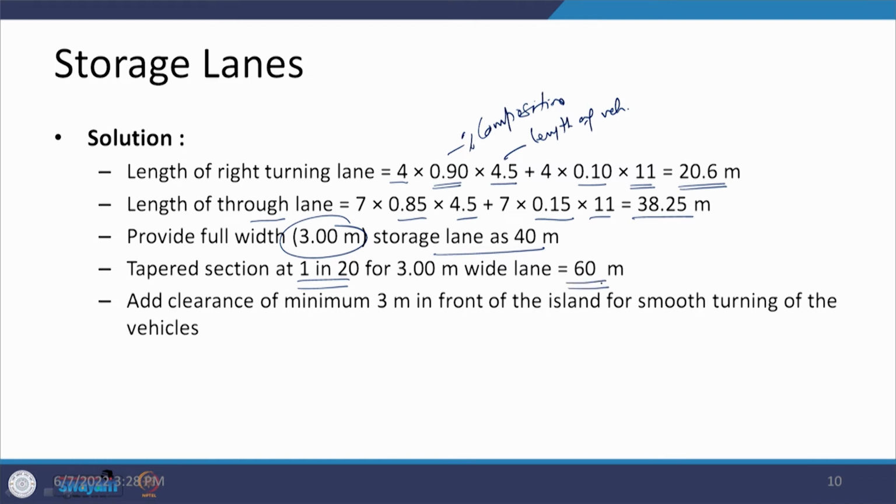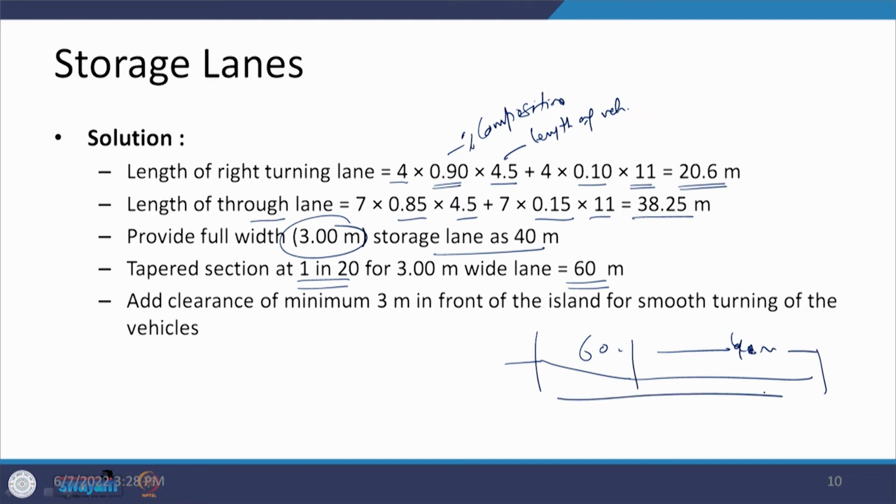So, that means now we have a total length as in this form. This is going to be 60 meters and then 40 meters. So, the total length is going to be provided in this form. Now, one other thing which is being added here is a clearance of minimum 3 meters in front of the island for smooth turning of the vehicles, and this particular value I am going to discuss further when we take up the channelization. So, let us keep in mind that this is one thing which is being left.